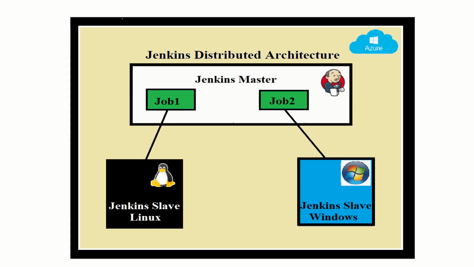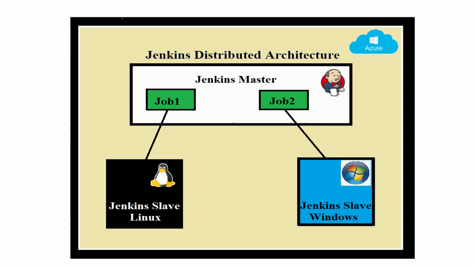A slave machine can be configured according to the environment. Suppose your master machine is on Linux but you want some test cases to be executed on Windows, then this slave concept comes into the picture. Both Jenkins master and Jenkins slave can either be on a Linux machine or on a Windows machine.